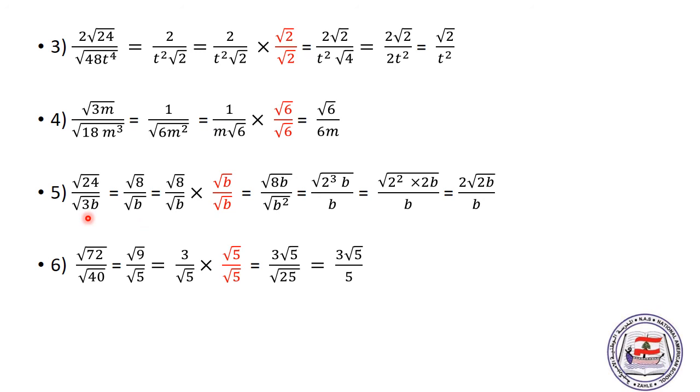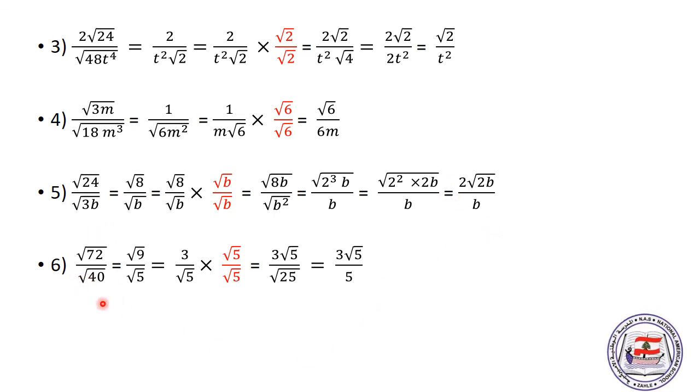In number 5, radical 24 over radical 3b. Simplifying the fraction first, we get radical 8 over radical b. Rationalizing the fraction, we get radical 8 over radical b times radical b over radical b. So it's radical 8b over radical b squared. Reducing radical 8, we get radical of 2 squared times 2b over b. So it's 2 radical 2b over b.